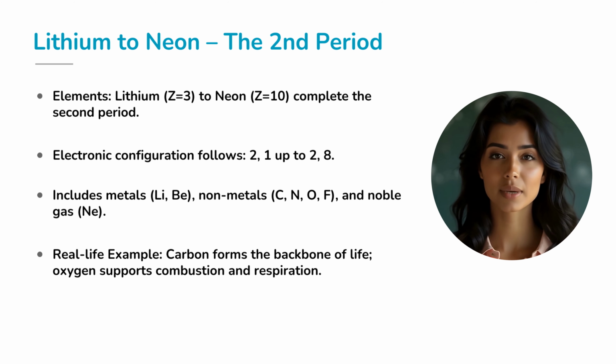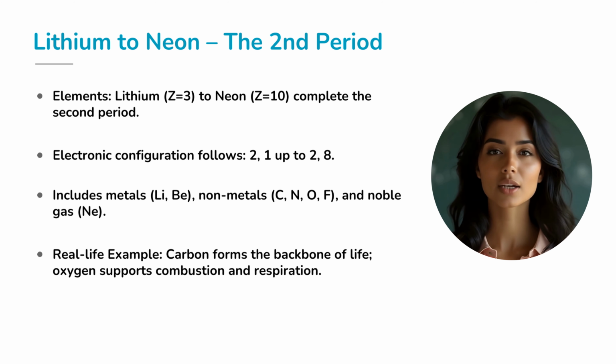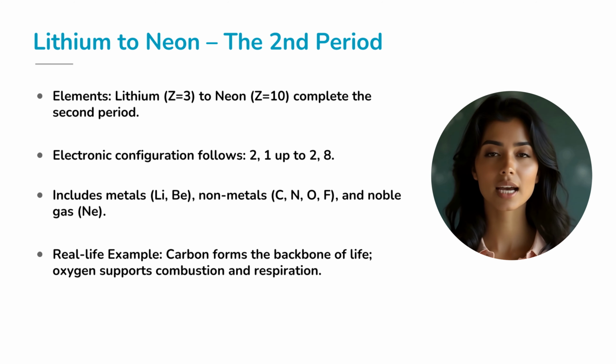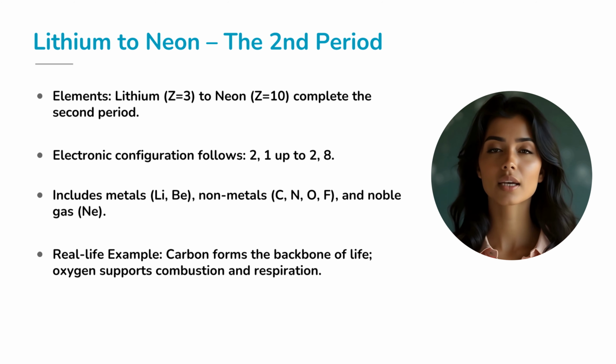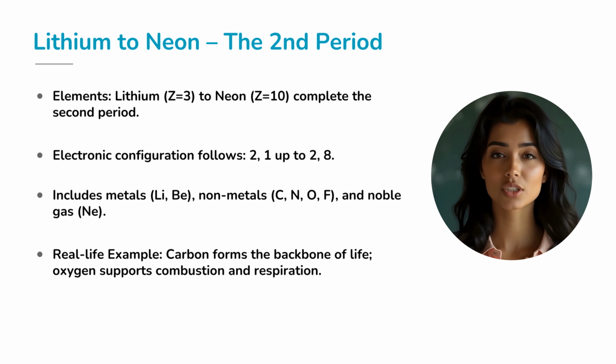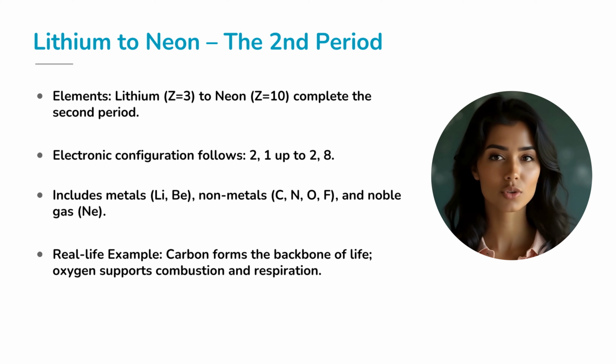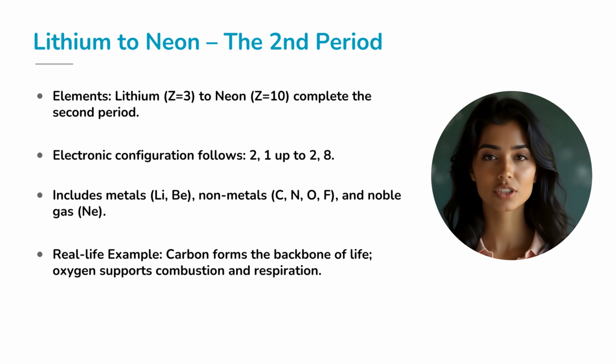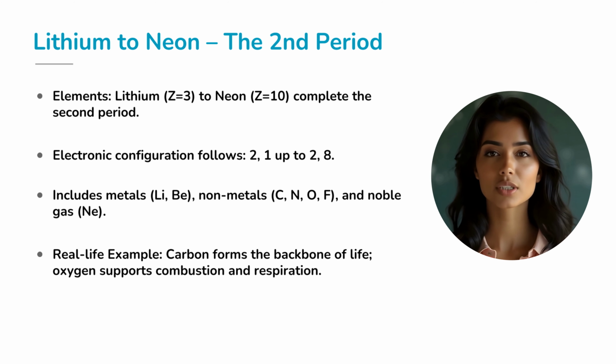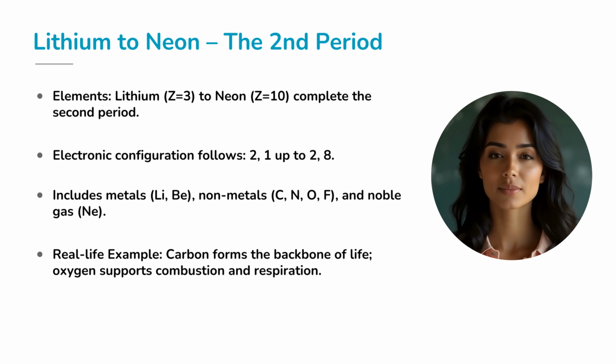Lithium and beryllium are metals, carbon, nitrogen, and oxygen are nonmetals, fluorine is a halogen, and neon is a noble gas. Each has its role in our world. For example, carbon is the backbone of all living molecules, oxygen is essential for respiration, and fluorine strengthens our tooth enamel. Finally, neon, with a configuration of 2, 8, is chemically inert and used in glowing signboards. Isn't it incredible how one row of the periodic table contains such diversity?